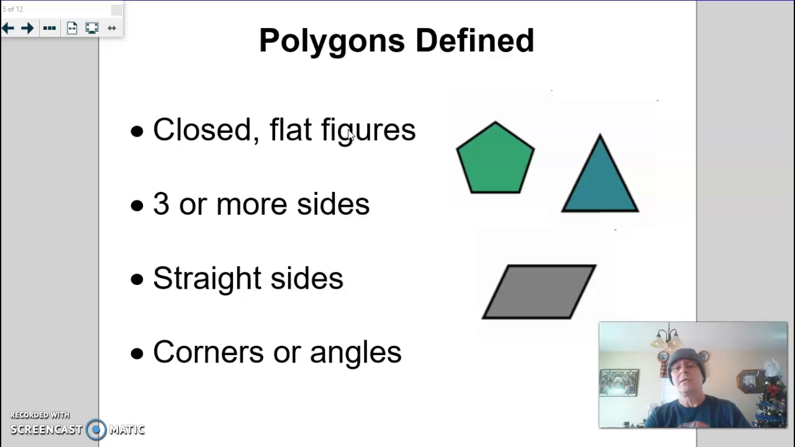In other words, the lines connect. Okay, there can't be a gap here. Also, it has to be flat. Right? We're not talking about three-dimensional shapes. Polygons are two-dimensional. That means they're flat. All right? It has three or more sides. All the lines are straight. And it's got angles or corners.